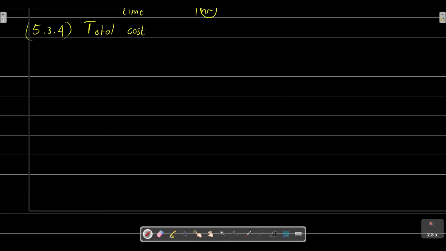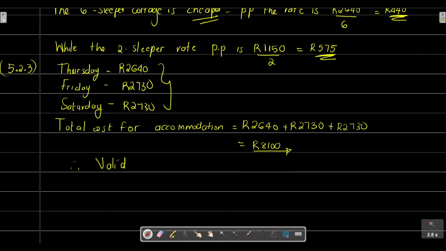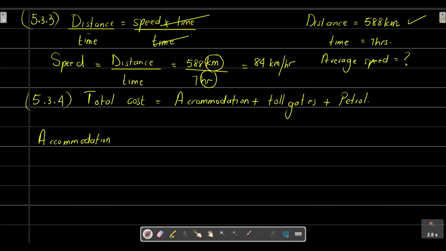So we're going to be adding the accommodation cost plus the cost for the toll gates plus the petrol. That is what we're trying to get. For the accommodation costs, we already know. We've already calculated how much they will pay towards their accommodation. Remember, in question 5.2, they have to pay 8,100 towards accommodation. So we're going to write that down.